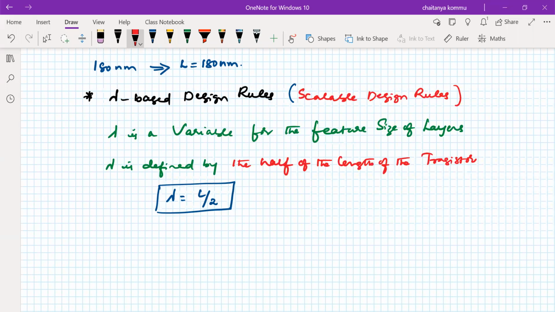For example, if I am using 180 nanometer technology, what do you remember the length of the transistor to be? Usually 180 nanometer. Then what is the lambda value that I have to consider? 180 nanometer divided by 2, that is 90 nanometer. So the lambda value should be 90 nanometer. If I'm changing from 180 nanometer to 350 nanometer technology, then the L value is 350 nanometer, and these things will be converted in a different way.